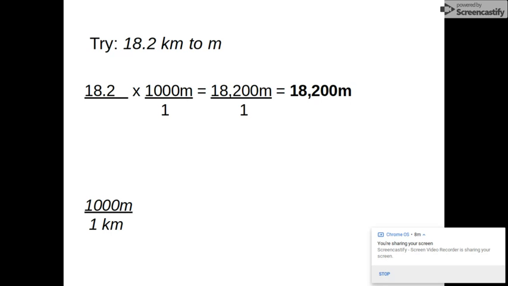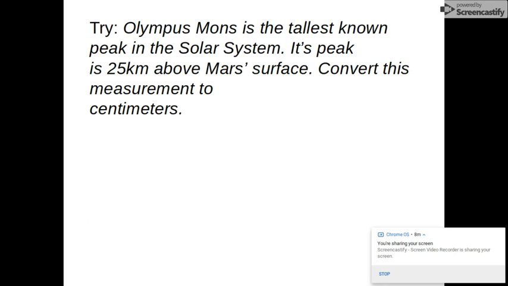So let's move on to a slightly more involved problem. Olympus Mons is the tallest known peak in the solar system. Its peak is 25 kilometers above Mars's surface. Convert this measurement into centimeters. Okay, so go ahead and pause the video now, and we'll take you through the answer here once you've tried it first.